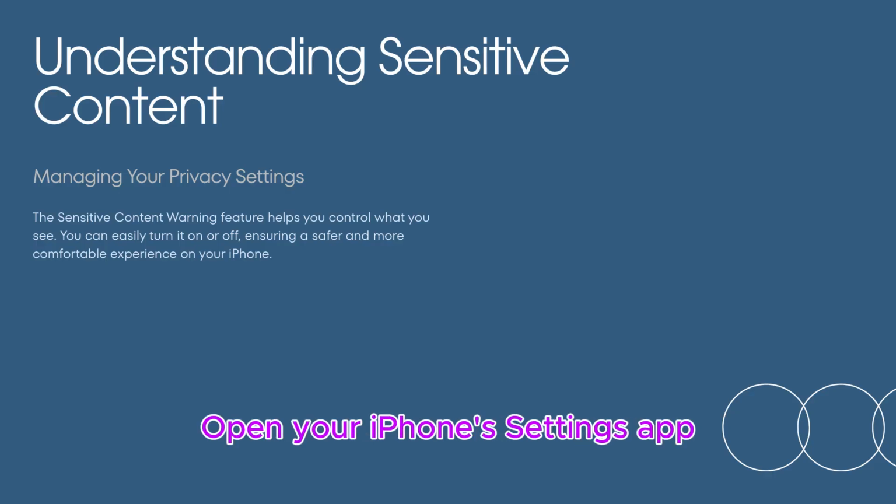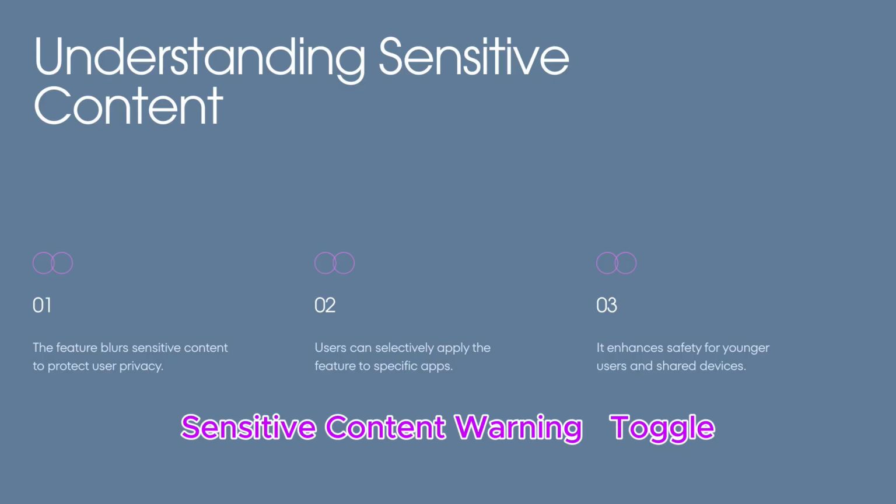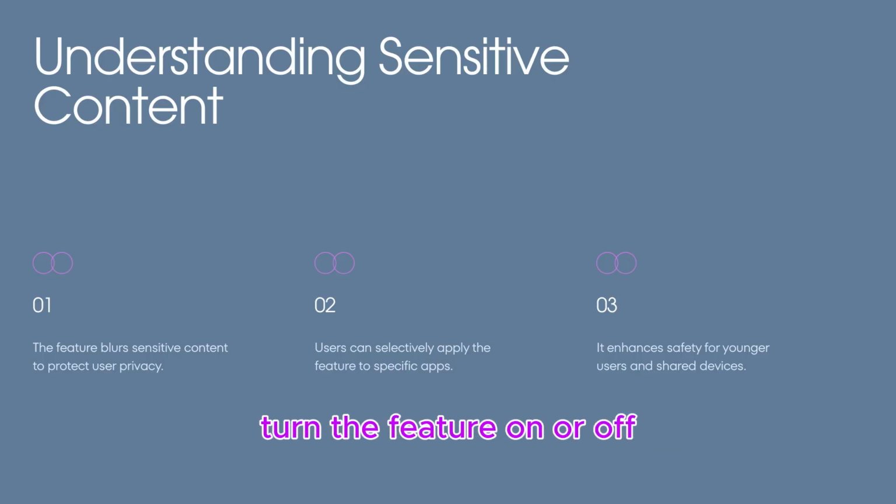Open your iPhone's Settings app, scroll down and tap Privacy and Security. Scroll to the bottom and tap Sensitive Content Warning. Toggle the switch at the top to turn the feature on or off.